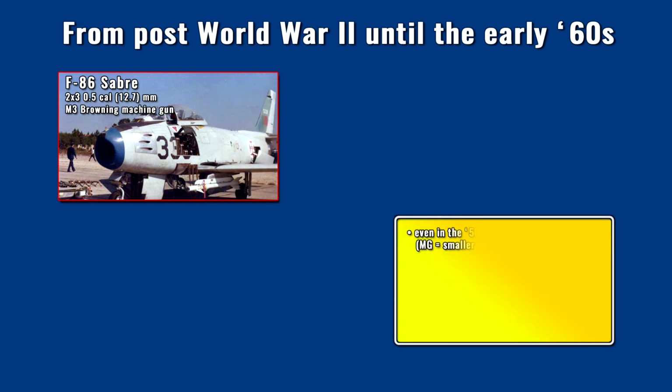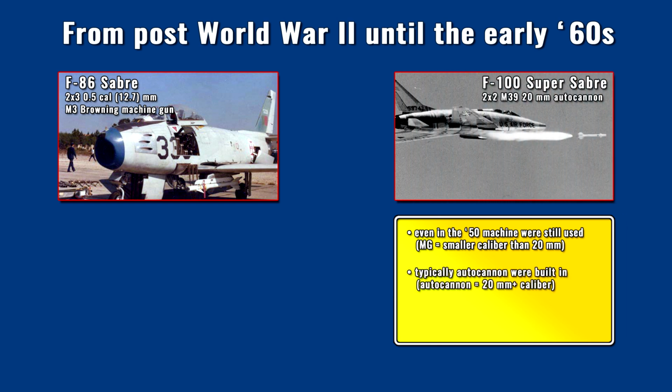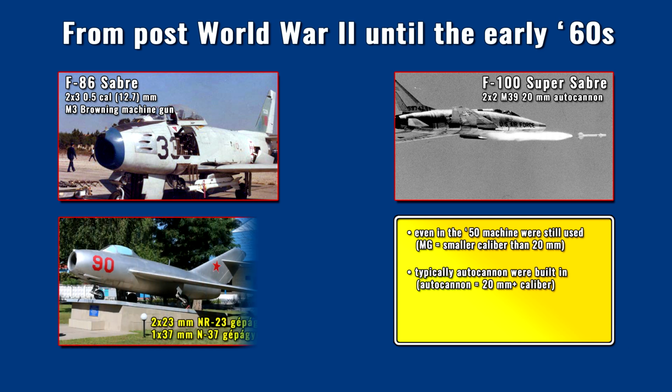Until the late 50s, on average, only firearms were used on fighters. Despite the higher performance and carrying capacity, the machine guns remained in use. The F-86 Sabre was armed with the same 50 cal Browning heavy machine guns as the World War II era P-47 and P-51 fighters. In the 50s, however, autocannons with 20mm or higher calibers were typically used. Some fighters went all the way up to the extreme 37mm gun. The typical upper limit of autocannon calibers was 30mm.